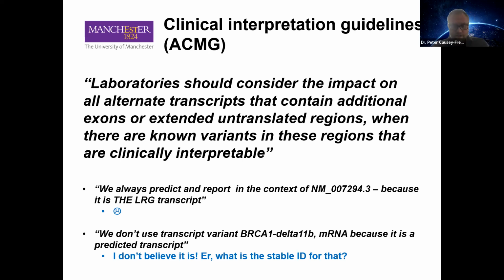So they don't use this, and they actually gave some kind of name like BRCA Delta 11B. That was what they said at the time, because it is a predicted transcript. And I was really confused because they told me a name and I couldn't find that name, because names, as I said, are mutable. And I didn't think there were that many predicted transcripts for this gene. So how did I go about tracking it down? The next slide, please.